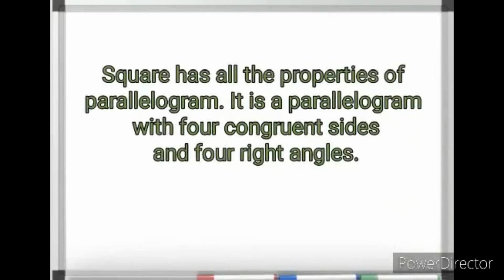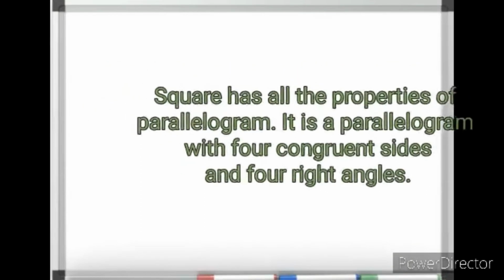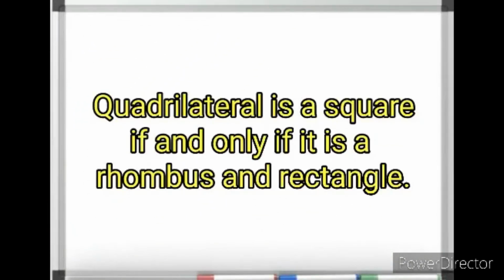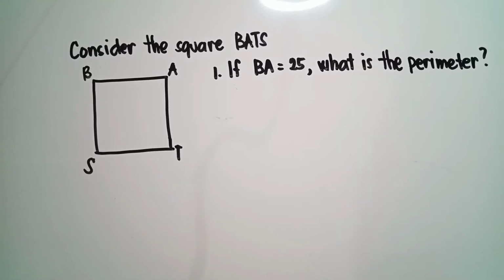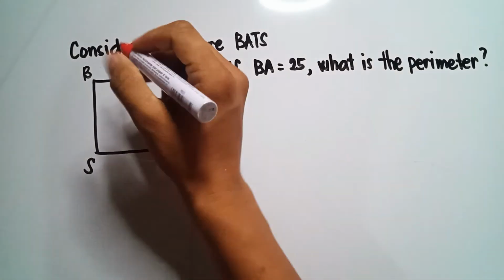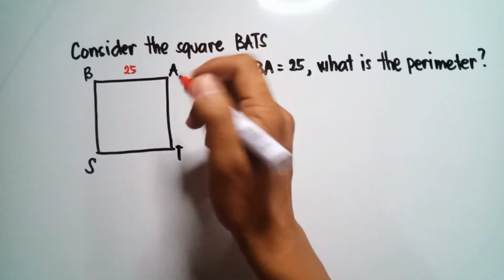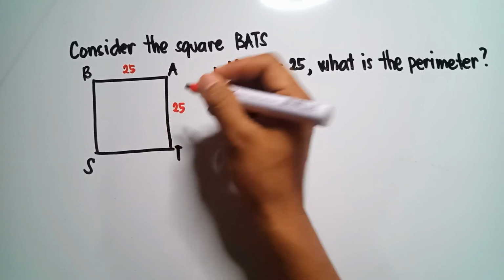A square has all properties of a parallelogram. It is a parallelogram with 4 congruent sides and 4 right angles. A quadrilateral is a square if and only if it is a rhombus and a rectangle. Consider the square BATS. If BA is equal to 25, what is the perimeter? It says here, BA is 25. Since the square has 4 equal sides, AT is also 25.